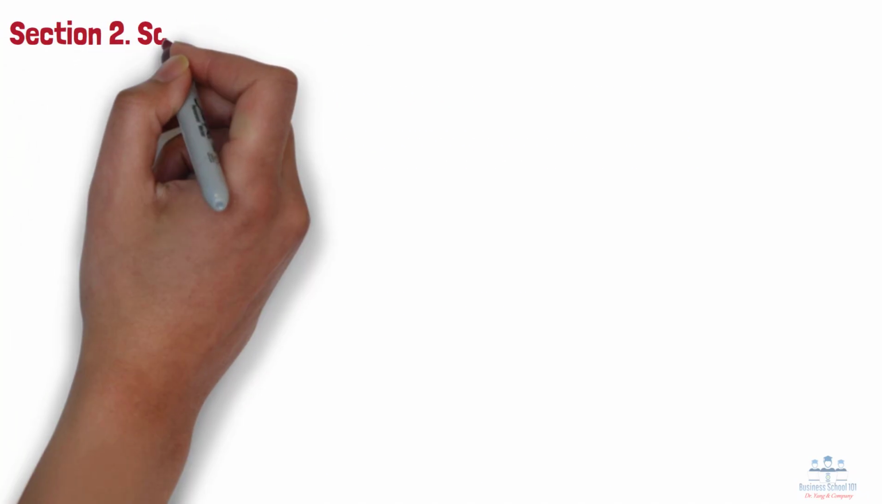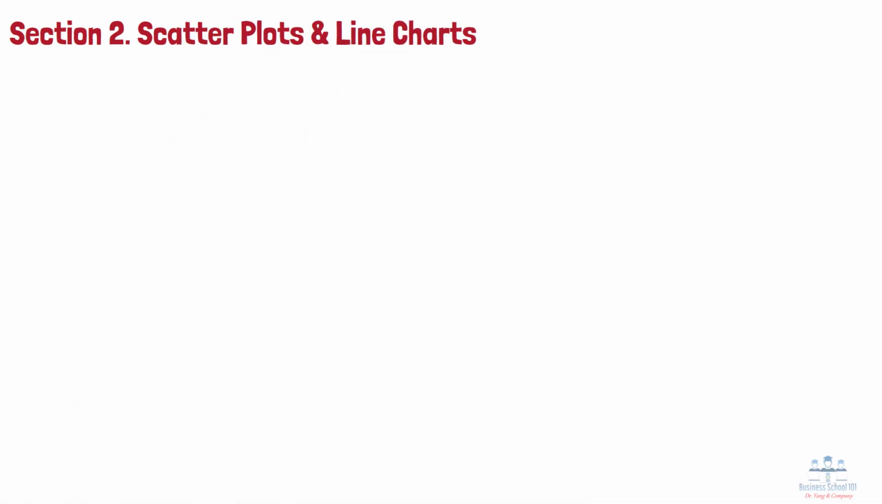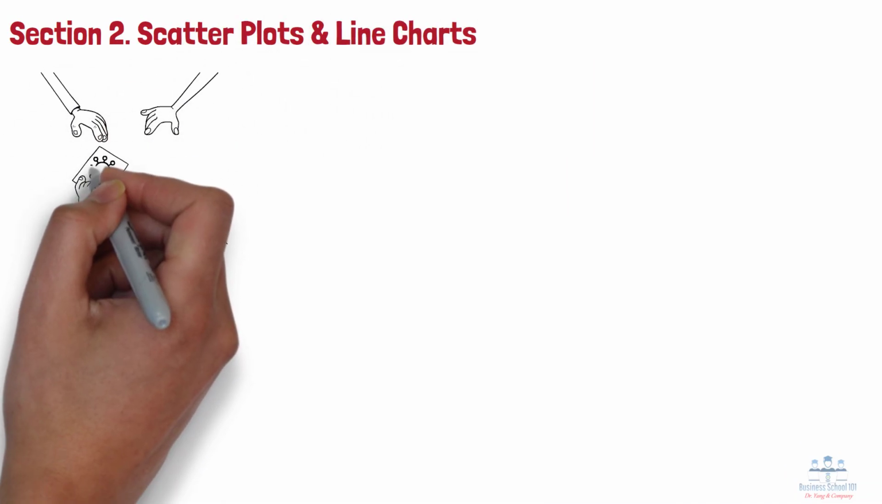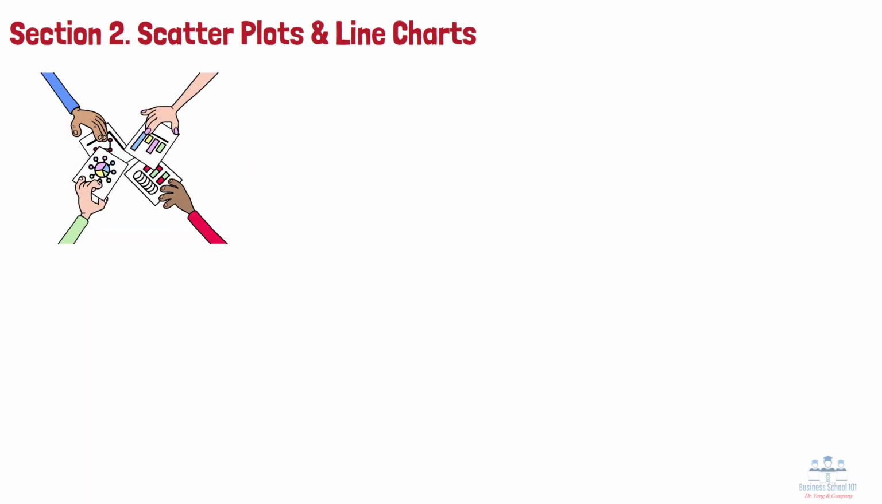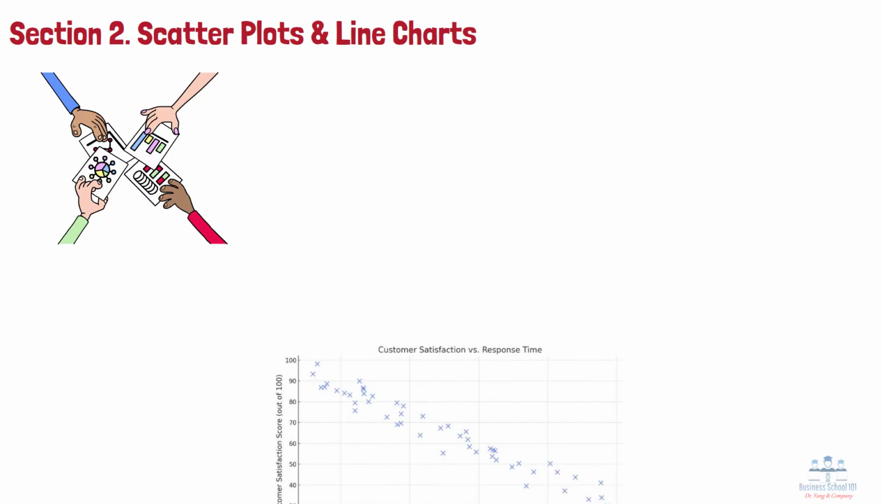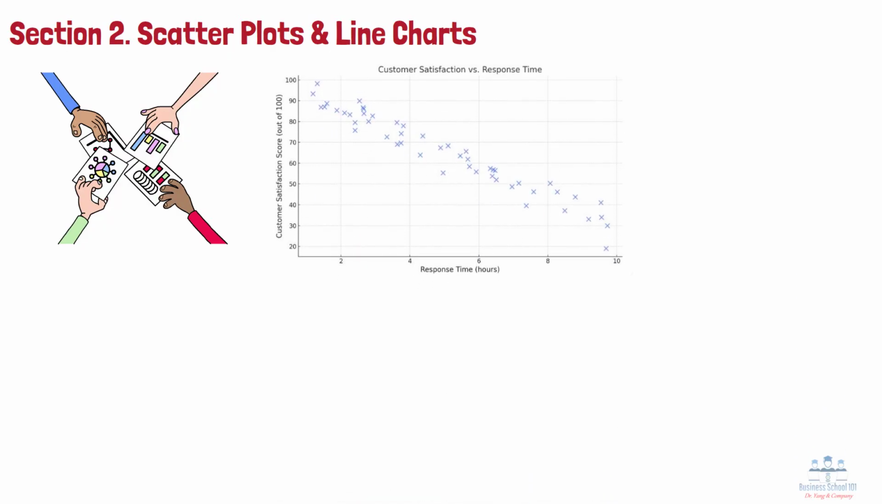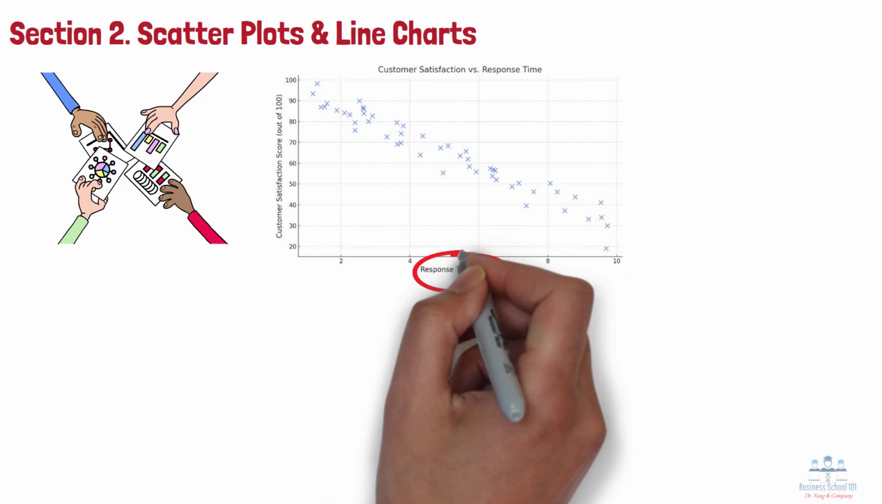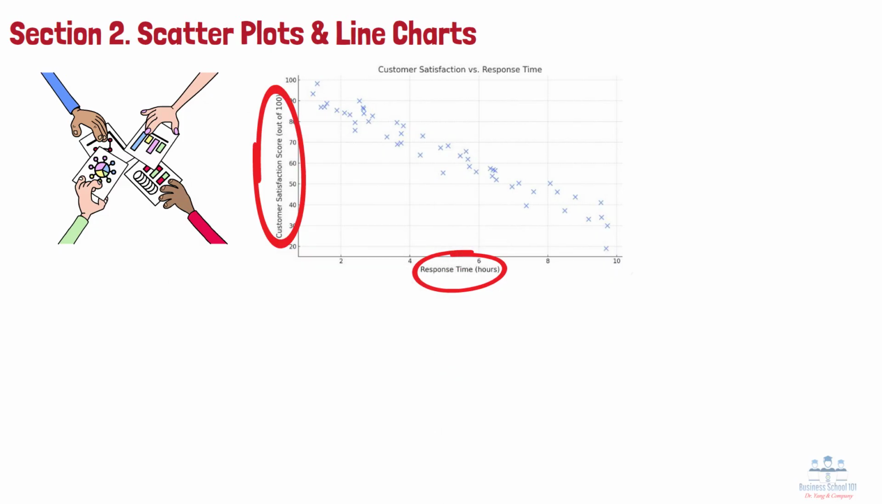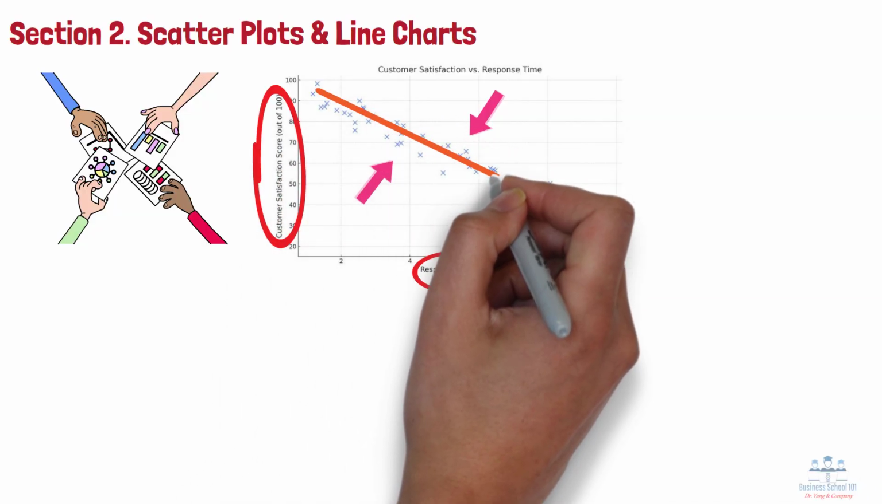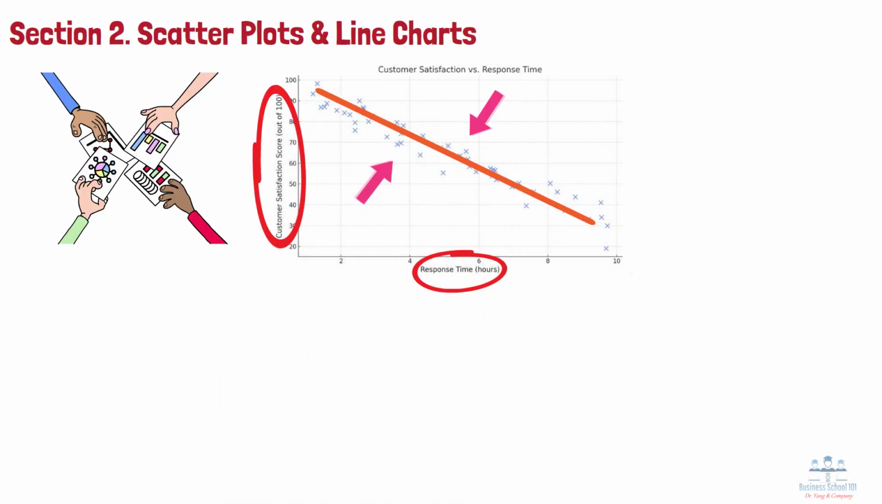Section 2. Scatter plots and line charts. To uncover meaningful patterns in data, we rely on visual tools. One of the most effective tools for exploring relationships between two numeric variables is the scatter plot. Imagine analyzing customer service performance. You place response time on the x-axis and customer satisfaction scores on the y-axis. Each dot on the chart represents a customer. As these dots begin to cluster or align in a certain direction, you start to see whether faster response times are associated with happier customers. That's correlation in action, made visible.